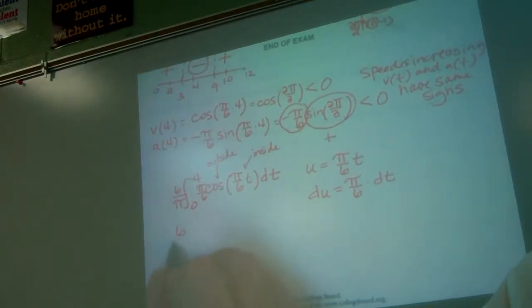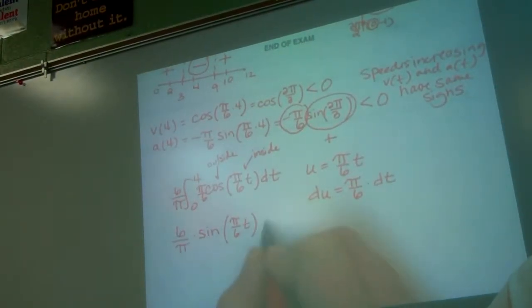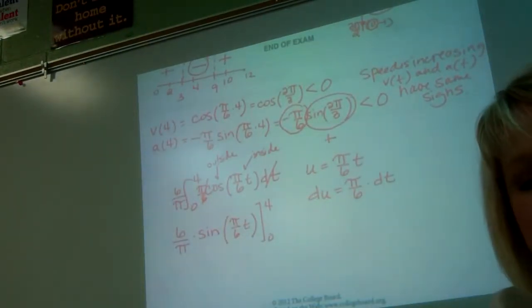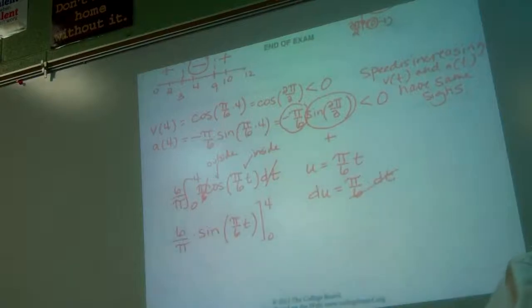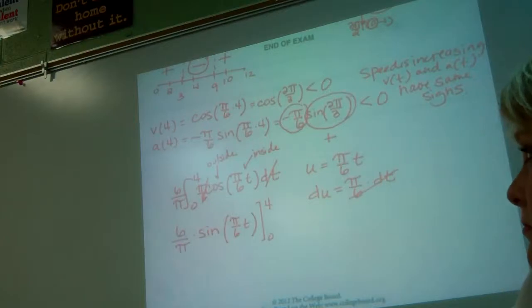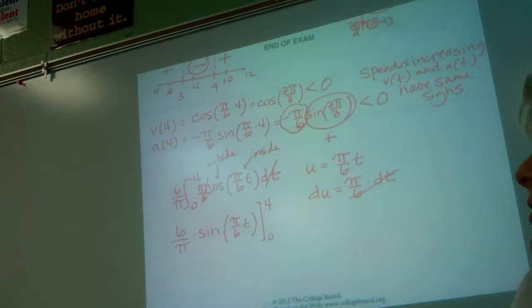So we're going to get 6 over pi times, if you integrate cosine, it becomes sine of the inside from 0 to 4. The pi over 6 and the dt go away because they're part of the derivative, and the derivative goes away when we integrate. So we integrate the outside, we keep the inside, we keep the u, and then from 0 to 4.